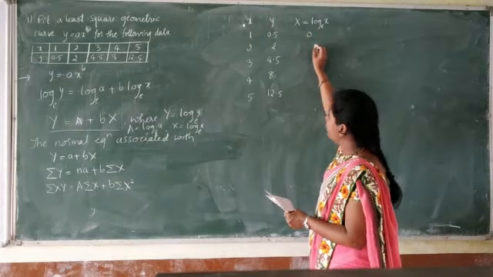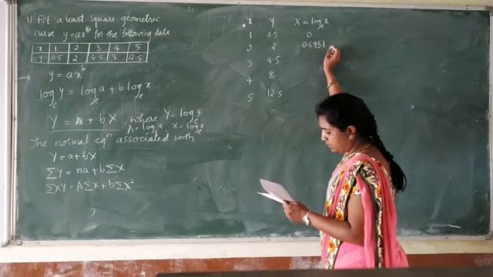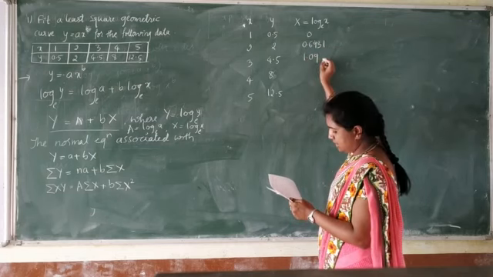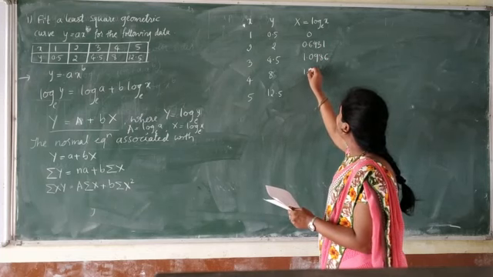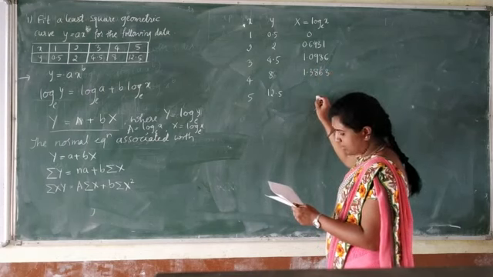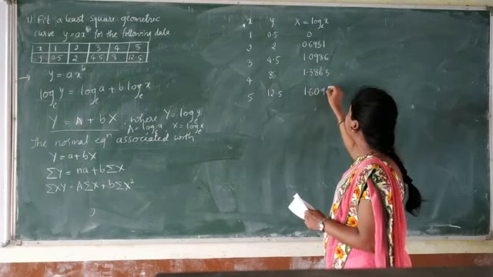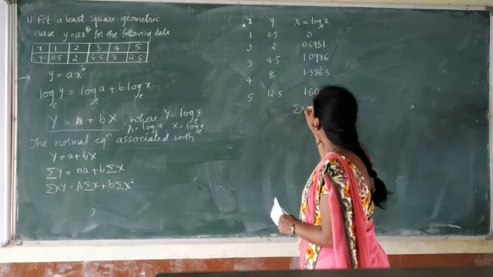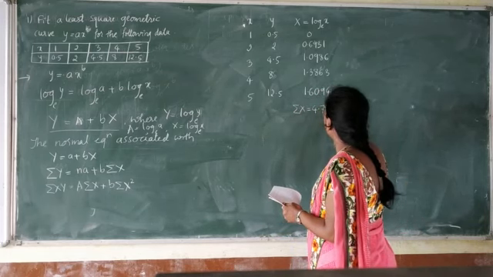Next, log 2 value is 0.6931. Log 3 value is 1.0986. Next, log 4 value is 1.3863. Next, log 5 value is 1.6094. And we need summation of x. Therefore, add all these terms. On adding, here we are getting this as 4.7874.